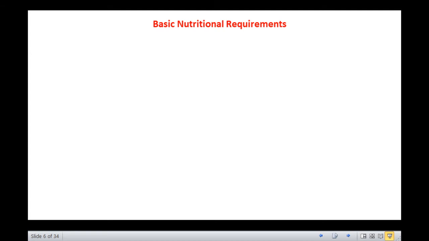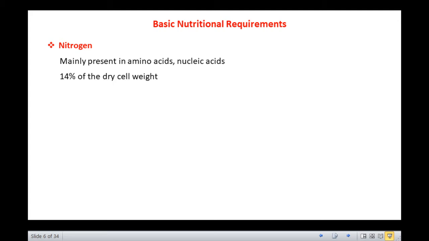The next basic nutritional requirement is nitrogen. It is mainly present in amino acids, nucleic acids, membranes, cell walls, and most macromolecules. In cells, it is mainly found in its reduced form. It accounts for around 14% of the dry cell weight.